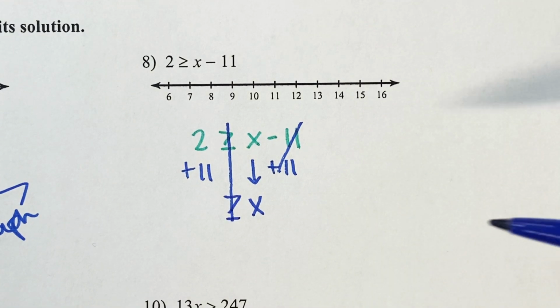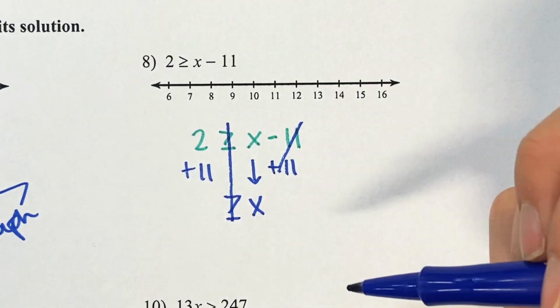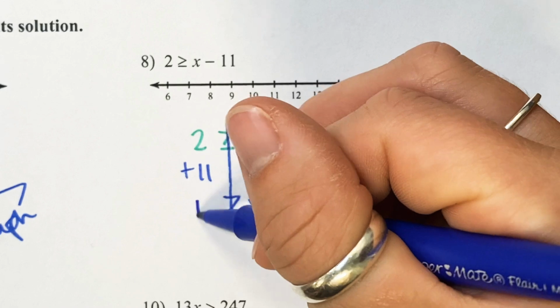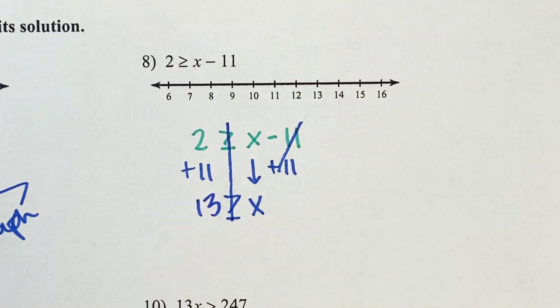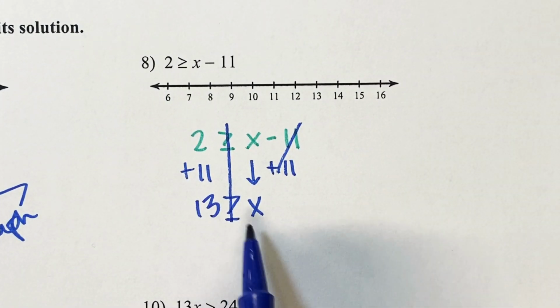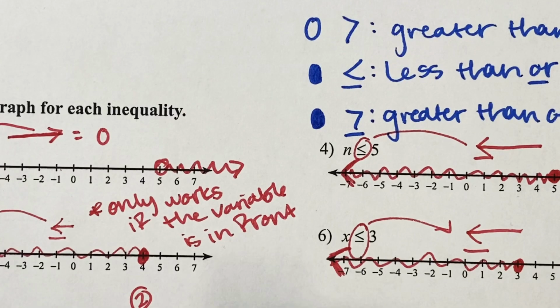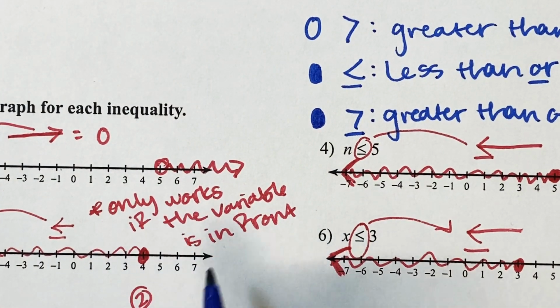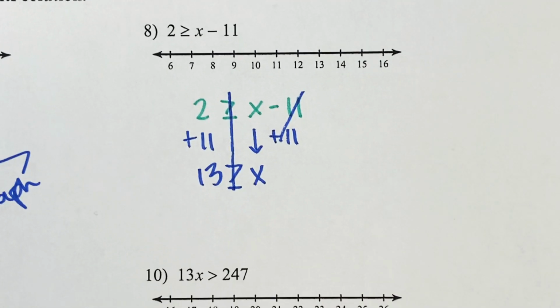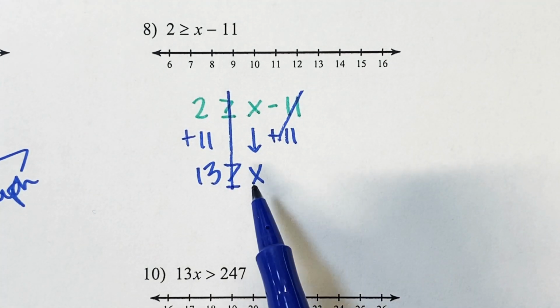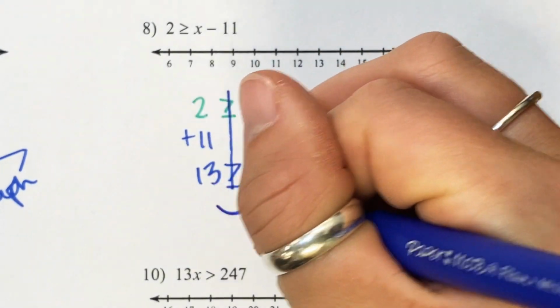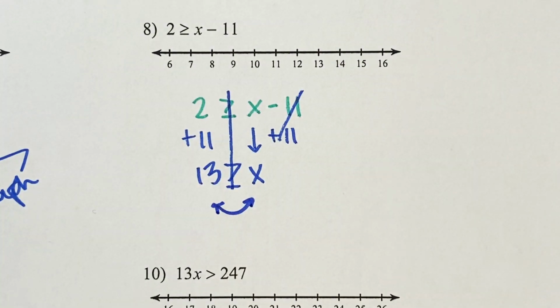Greater than or equal to, what is 2 plus 11? 13, right? Okay, so notice here, is the variable in front. Remember, the arrow only works, it only tells us which way to go if our variable is in front. On this guy, our variable comes second. So what you're gonna do is you're gonna switch it.